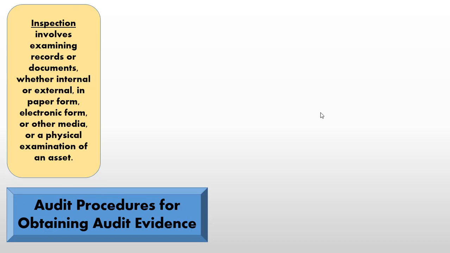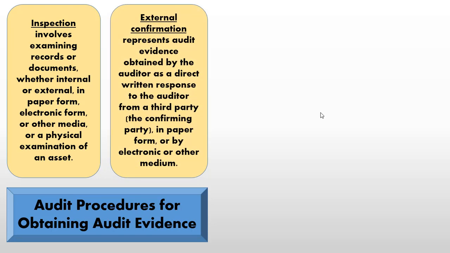Now, to obtain evidences, we have to perform these procedures. The first one is inspection. When you inspect, there are two types of inspection that we can perform: one is inspection of assets, and the other is inspection of documents. External confirmation is a method where we send a confirmation letter to a third party. Okay? It's either by paper, electronic, or other medium.